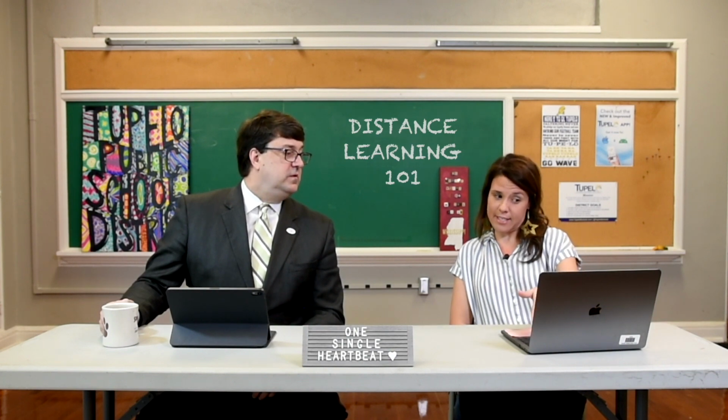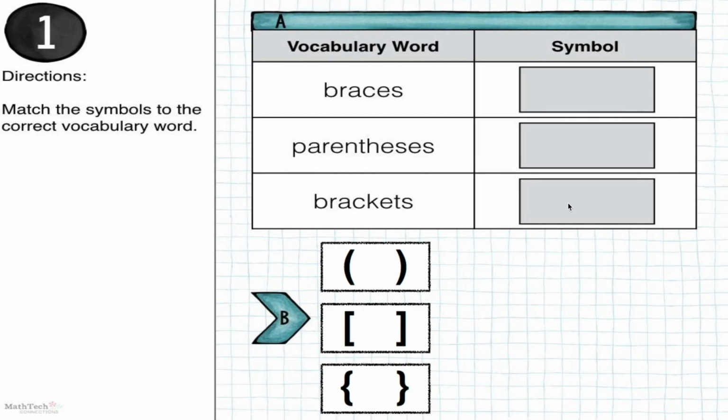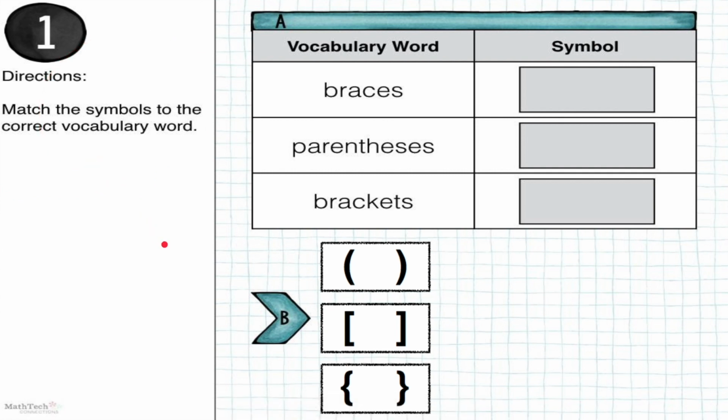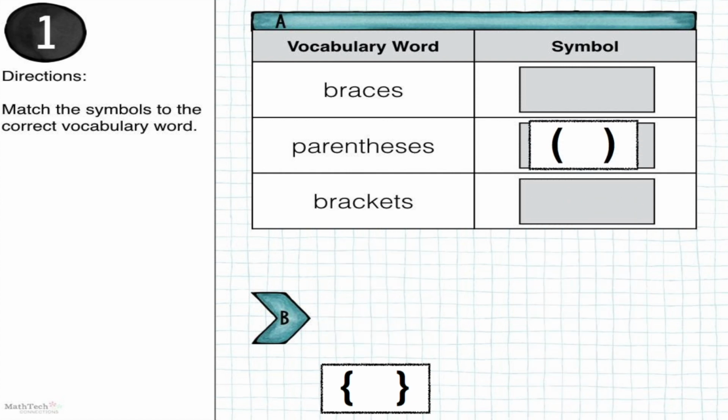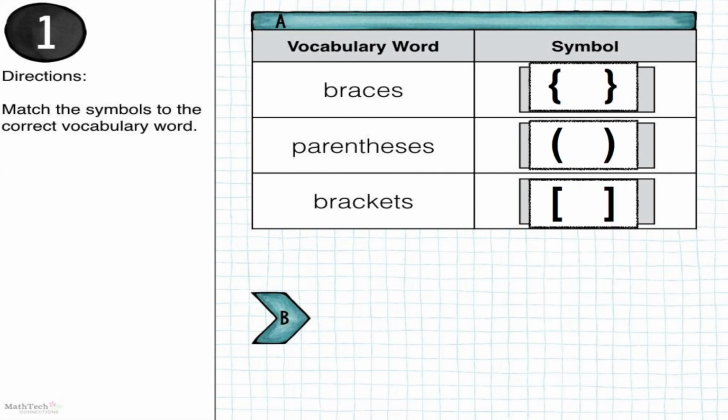Again, the slide says the learning goal again. They'll type their name and date in there. And before I do this, I'm going to do a pointer. So the directions are over here to the left. They'll read the directions, match the symbols to the correct vocabulary word. So we just went through that anchor chart and saw that is parentheses, that is brackets, and that is braces. So they just match that up quickly before we get started.